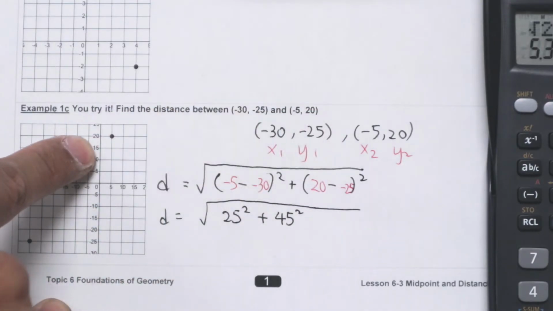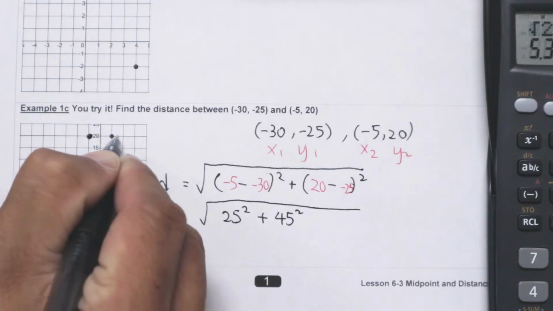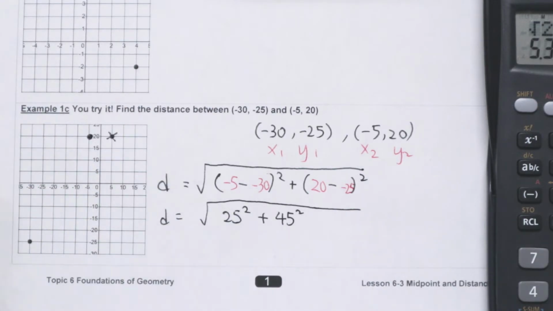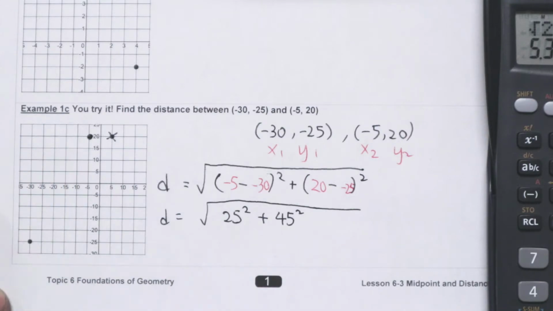Now, there is a discrepancy between the paper, the ordered pair, and the graph, right? The graph should have been this ordered pair here. So let me fix that. So this is not the point. This is the point actually, right? So this point is -30, -25. And then this point is -5, 20. So these are the 2 points. Well, let's continue on the distance formula.